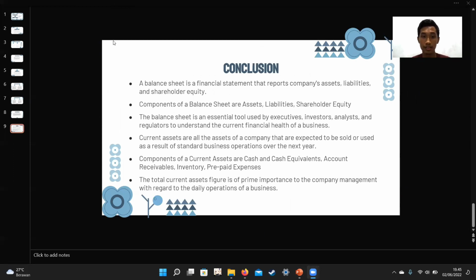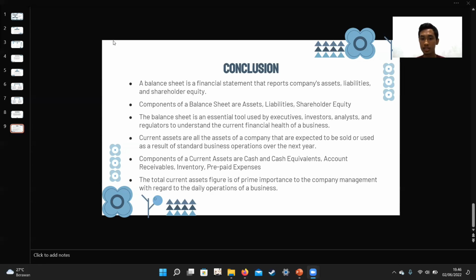The conclusion is a balance sheet is a financial statement that reports company assets, liabilities, and shareholder equity. Components of the balance sheet are assets, liabilities, and shareholder equity. The balance sheet is an essential tool used by executives, investors, analysts, and regulators to understand the current financial health of a business. Current assets are all the assets of a company that are expected to be sold or used as a result of standard business operations over the next year.